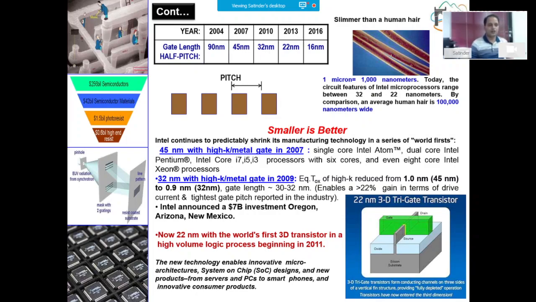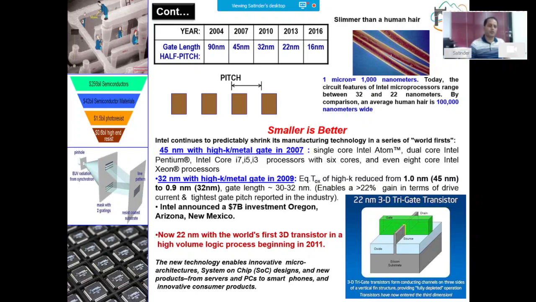From this discussion, it is clear that as we scale down the feature size of a transistor, it benefits the performance of our electronic circuits. Due to that reason, this is better for us. So there are various initiatives in this direction.